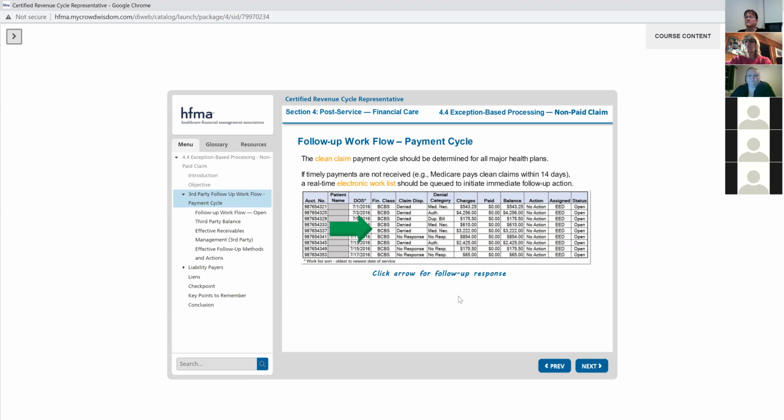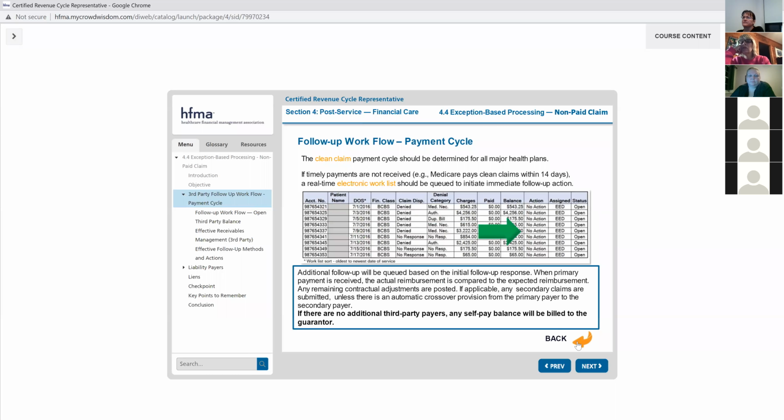Additional follow-up will be queued based on the initial follow-up response when primary payment is received and then compared to the expected reimbursement. Any contractual adjustments are posted, and then if there's any patient responsibility or secondary, it goes to the secondary and or the patient, depending on what their insurance is.